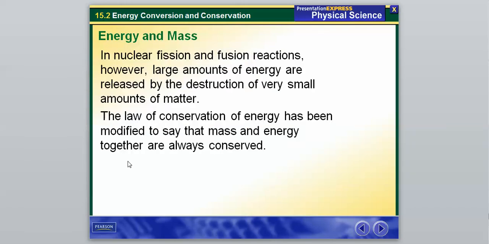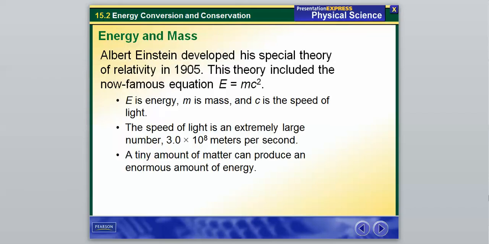And in nuclear fission and fusion reactions, however, large amounts of energy are released by the destruction of a very small amount of matter. So the law of conservation of energy has been modified to say that mass and energy together are always conserved. So mass and energy are always conserved. Again, E equals mc squared. Don't have to worry too much about that. I would just say be familiar with the equation. If we need to talk more about it, we'll discuss that in class.